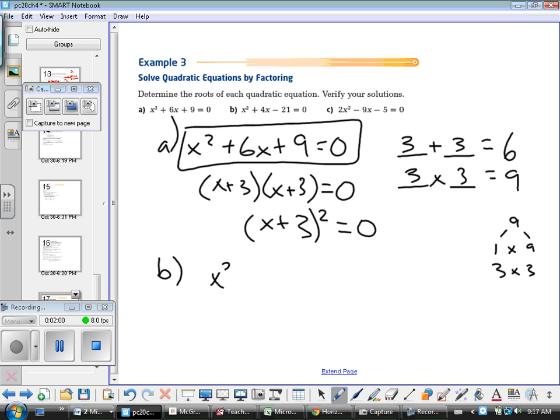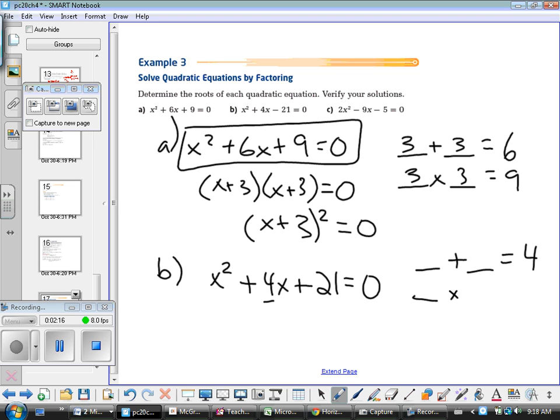All right, this one here, x squared plus 4x plus 21. Okay, not a perfect square. You know that because 21 is not a perfect square. All right, and so we're going to be looking for two numbers that are going to add to give us that middle coefficient, 4, and multiply to give us positive 21. Sorry, I don't know why I put a negative there.